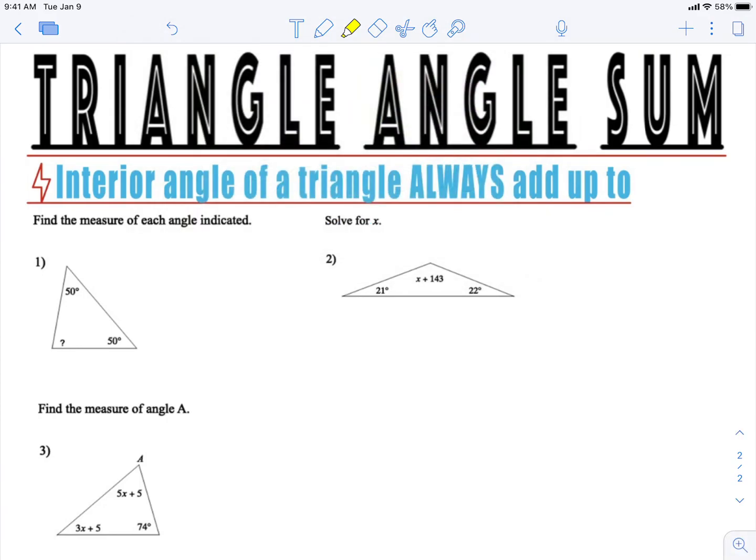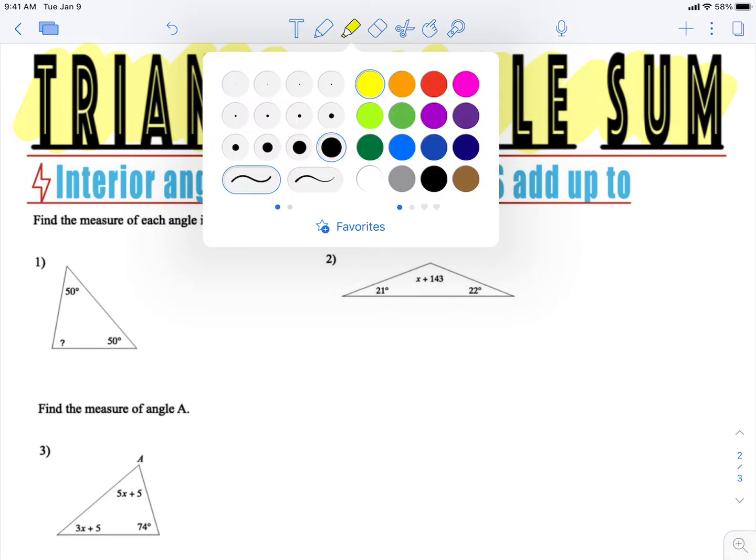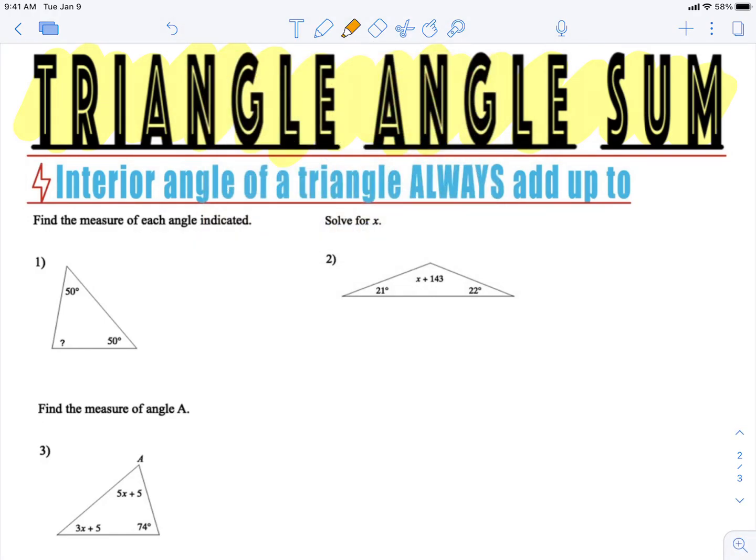Make sure you have your paper, notebook, and pencil ready to copy down these notes. All right. First thing we're going to do is identify the name of these notes. They're called triangle angle sum, right? Triangle angle sum.